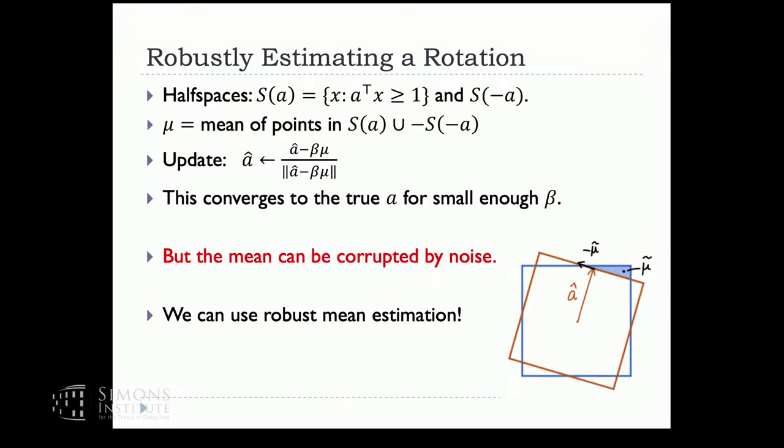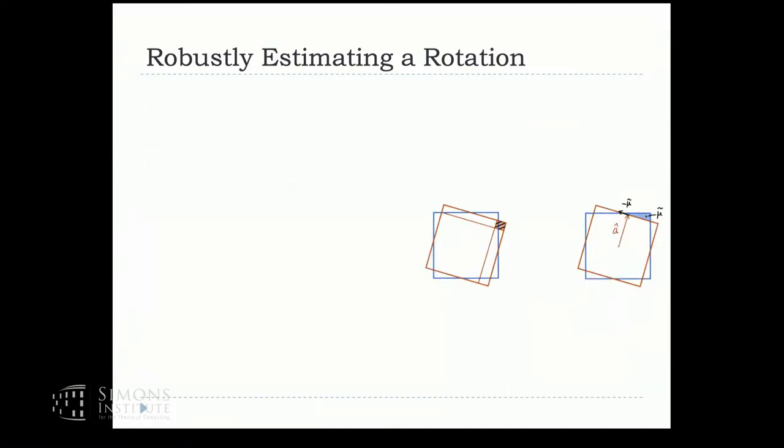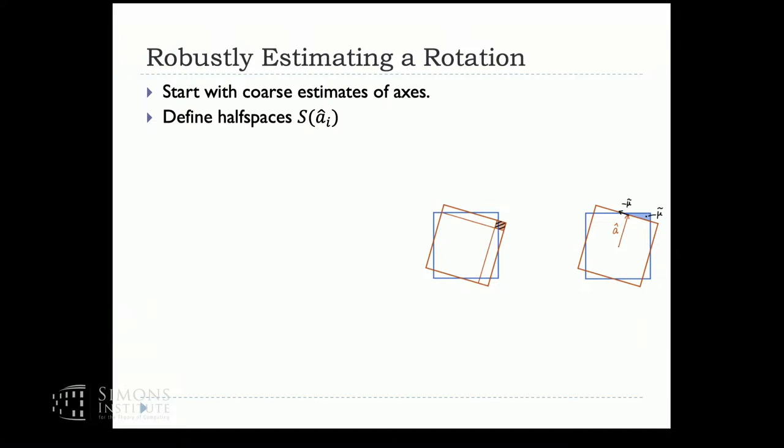And that we can do. We know how to do this, and this is a nice enough set. It's still going to be a convex set. You can estimate the mean nicely. And that's the whole algorithm. So this is the robust algorithm.